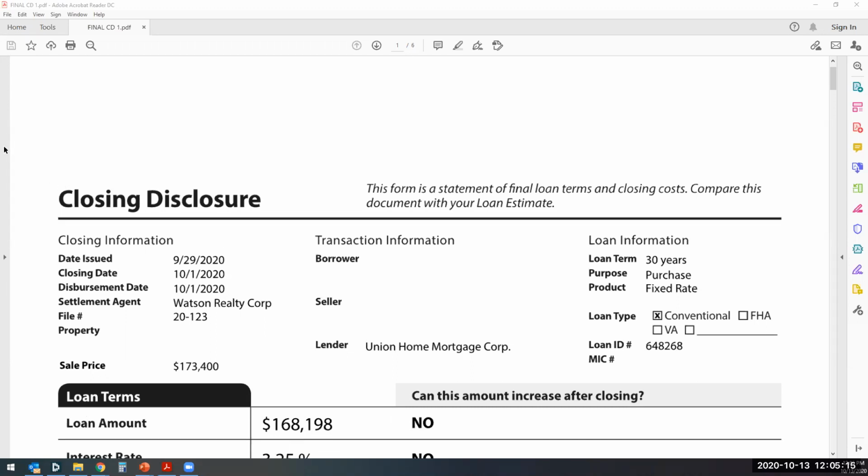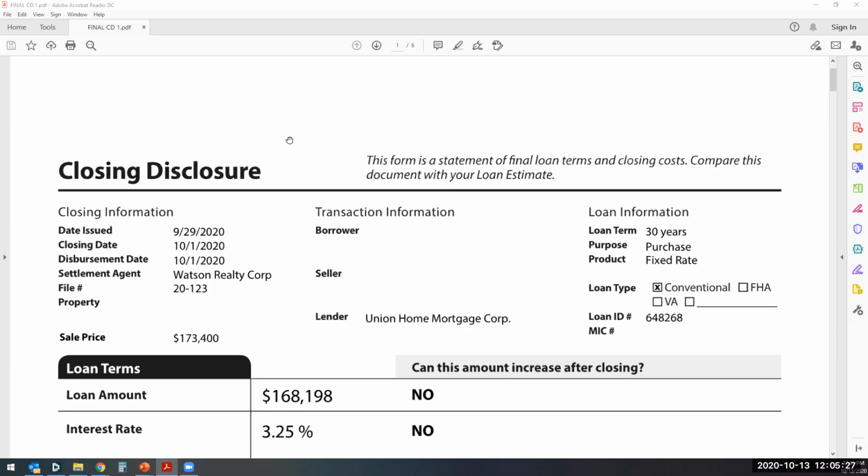I'm Lily DeMarie. So we're going to take a look step by step at a closing disclosure. This is a borrower that I closed last week, so it's very recent. All the fees are super recent. Okay, so this is the first page of the closing disclosure.